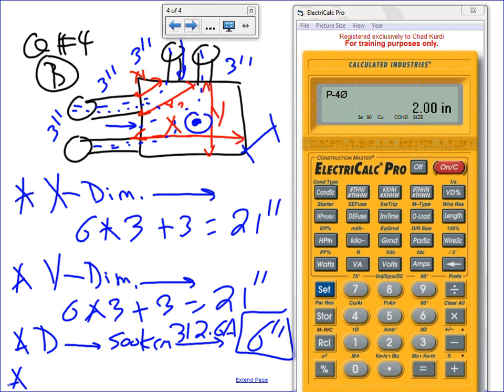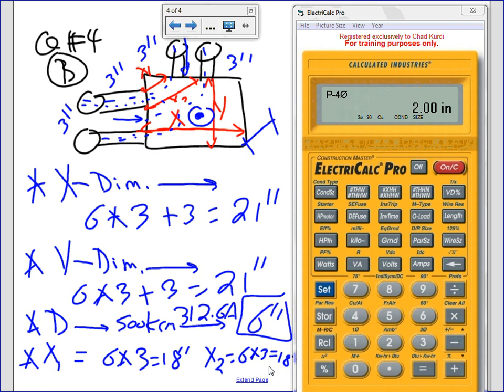And the last one is X1. X1, the distance between them, equals 6 times 3 equals 18 inches, and X2 equals 6 times 3 equals 18 inches. The distance between the conduits is 18 inches. Any question, guys, about this one? So that was for B, right, Chris?